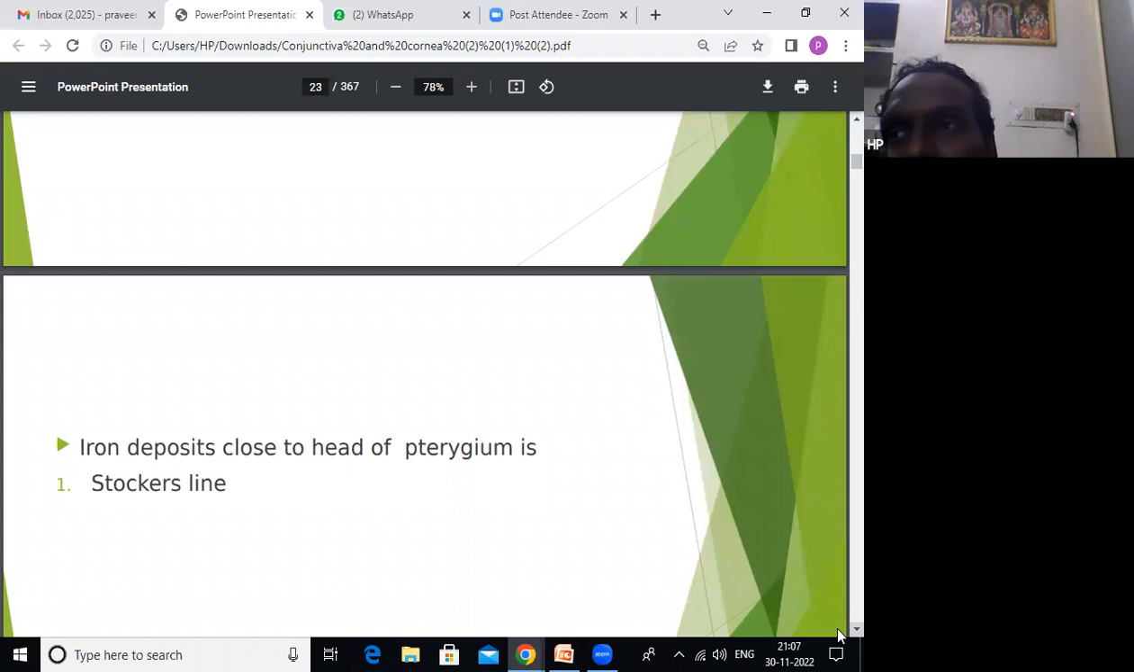Iron deposits in front of a bleb of a trabeculectomy. Iron deposits in front of a trabeculectomy bleb are called Ferry's line, F-E-R-R-Y-S. Iron deposits at the base of the cone in keratoconus is called Fleischer's ring. Iron deposits around sutures in keratoplasty is called Hudson-Stahli... Mann's line, M-A-N-N-S. This can be a question.